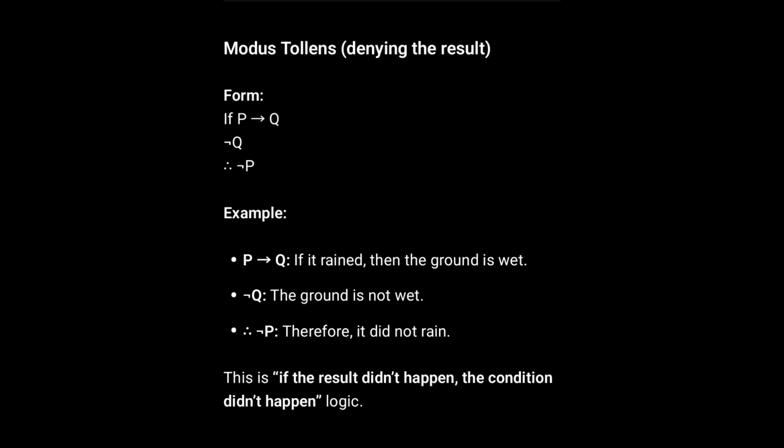But the explanation of modus tollens would be: if P, then Q. If Q is negative, therefore P is also negative. An example would be, if P, then Q. If it rained, then the ground is wet. Q is negative, the ground is not wet, and P would therefore be negative: it did not rain.